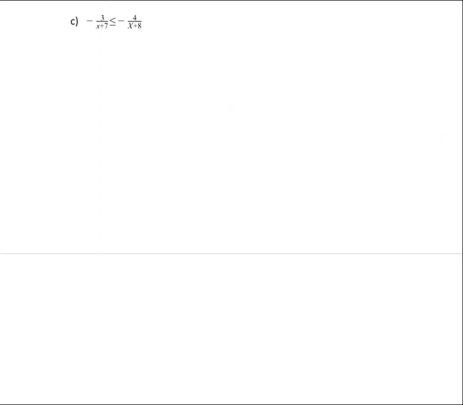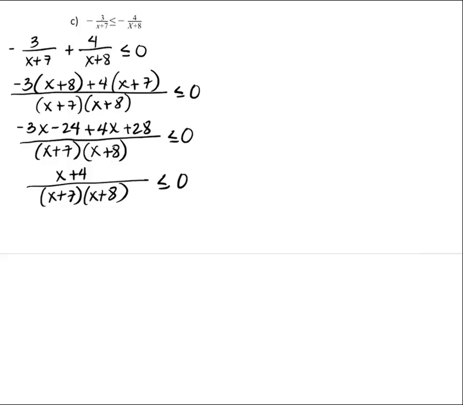Moving on to part C, it reads, -3/(x + 7) ≤ -4/(x + 8). First, we are going to group our values to the left side. Now we will proceed to finding a common denominator and subtracting the fractions. Now we can find the zeros. These 2 values make the polynomial undefined.